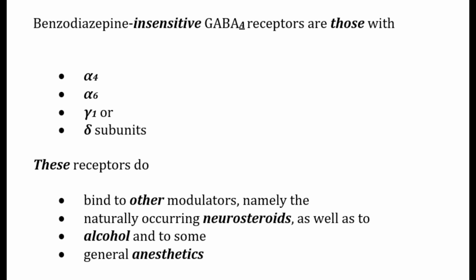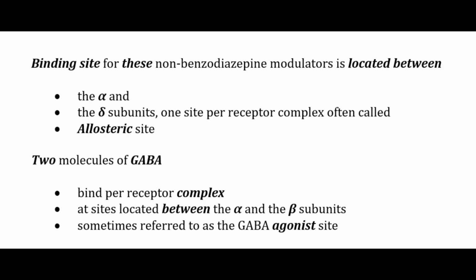Benzodiazepine-insensitive GABA-A receptors. These GABA-A receptors are those with alpha 4, alpha 6, gamma 1, and delta subunits. But these receptors do bind to other modulators, namely the naturally occurring neurosteroids as well as alcohol and some general anesthetics. The binding site for these modulators is located between the alpha and the delta subunits. One site per receptor complex, called the allosteric site. And 2 molecules of GABA bind per receptor complex at a site located between alpha and the beta subunits, sometimes referred to as the GABA agonist site.